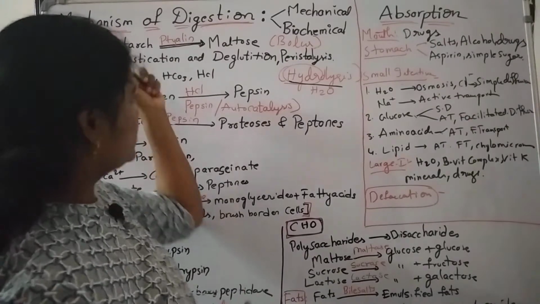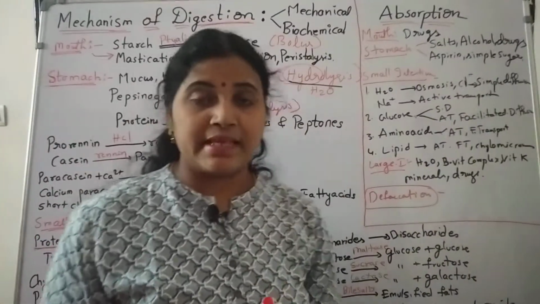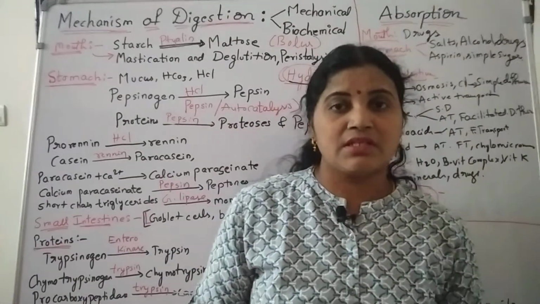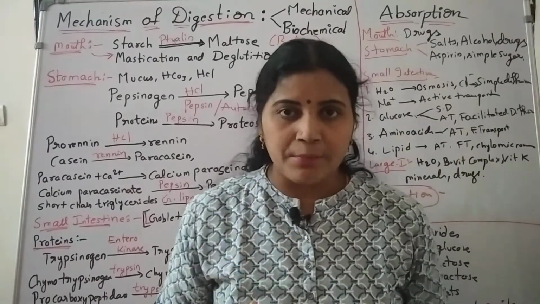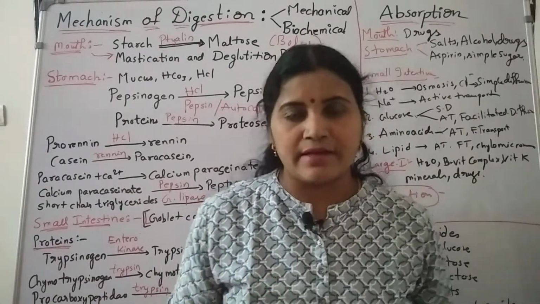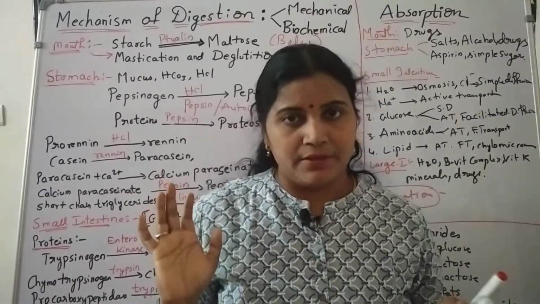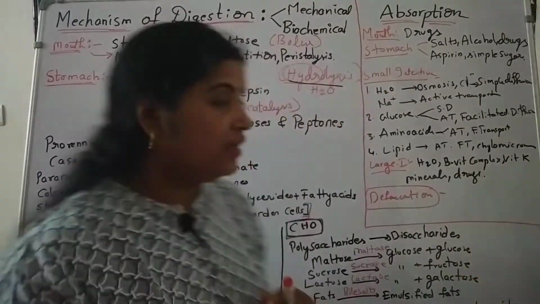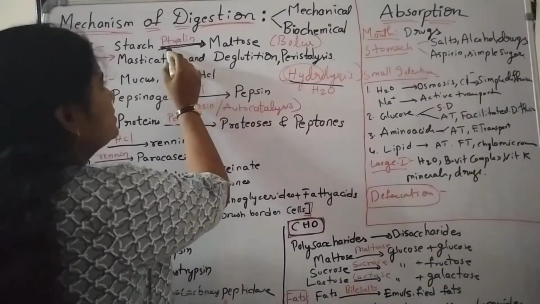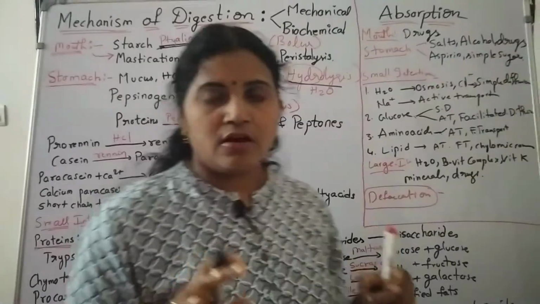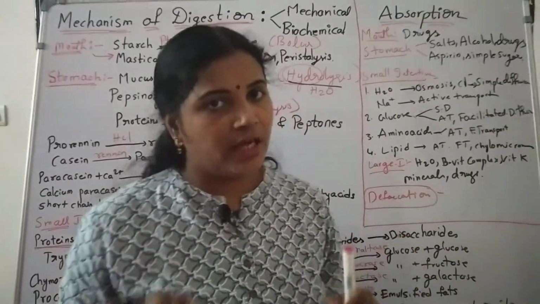So here, the complex starch molecules. Saliva contains an enzyme. What is the enzyme present in the saliva? Salivary amylase. Salivary amylase also has another name, that is ptyalin. Okay, the P is silent here: ptyalin. So ptyalin is another name for salivary amylase.